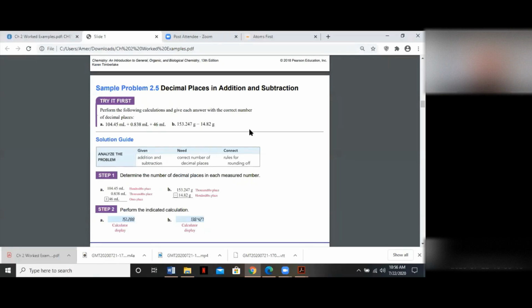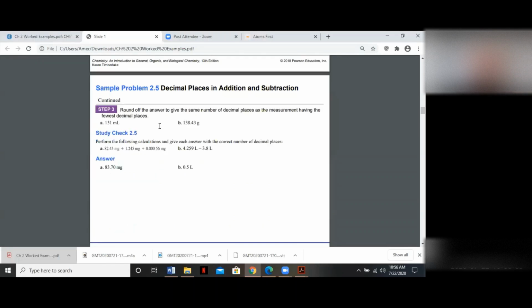Subtraction, addition, the rule is different. It's not the least number of sig figs, it's the least number of decimal places. I have 2 decimal places, I have 3 decimal places, and I have 0 decimal places. My final answer should have no decimal places at all, because I have 2 versus 3 versus 0. The rule is to have the least number of decimal places. So A, as you see here, has no decimal places.